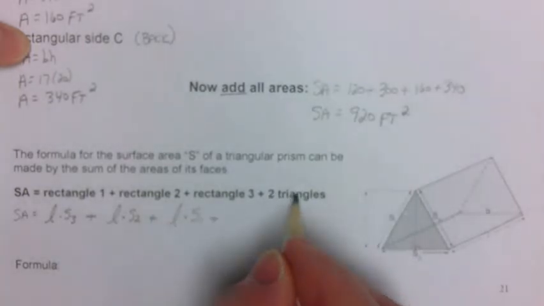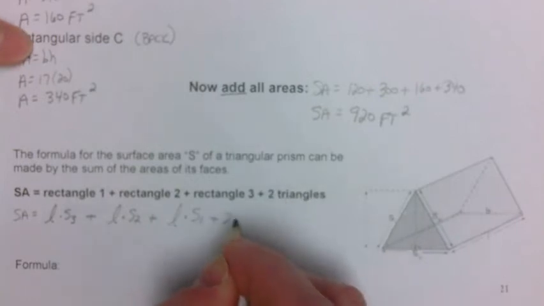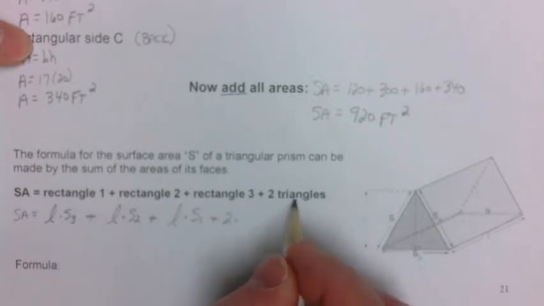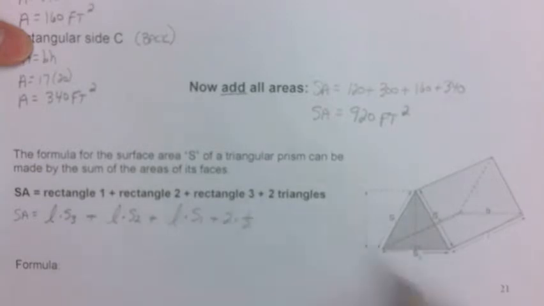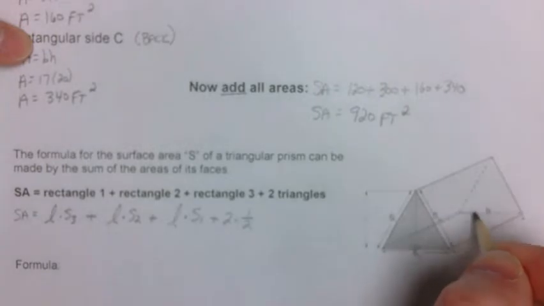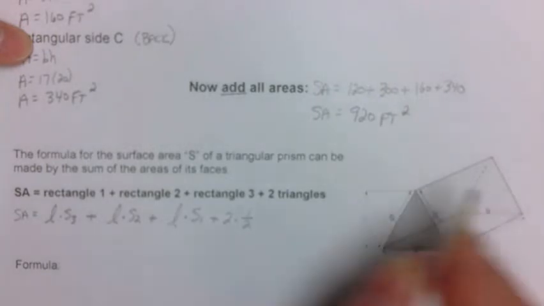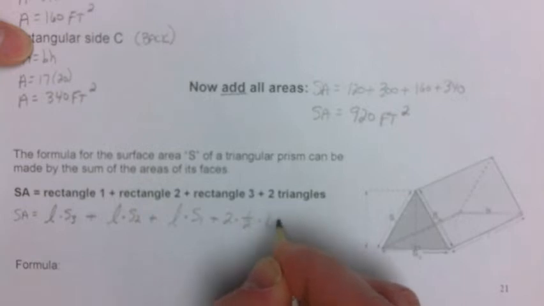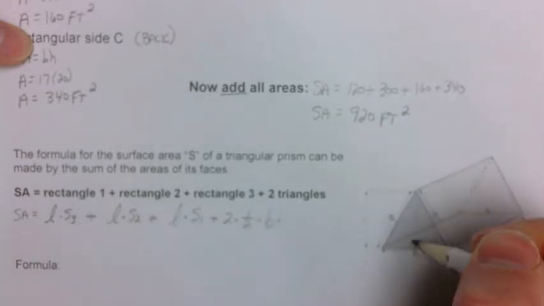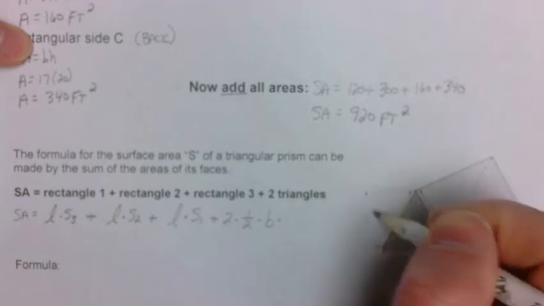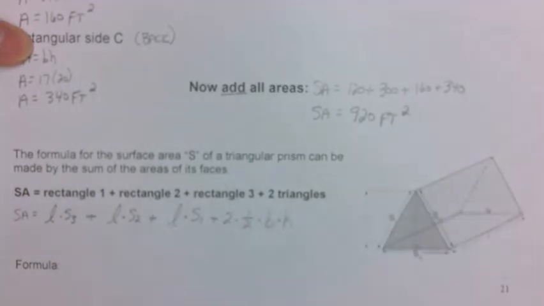Plus now two triangles. Whatever area I get for one triangle, I'm going to have to double it. So 2 times, and to get the area of a triangle, I do 1/2 the base times the height. Remember that the base and the height have to be perpendicular to each other. For this triangle, the base is labeled B, so times B times H, the height, which has to be perpendicular to that, and that's what they've called H right here. This formula looks a little complicated, so I'm going to try to simplify it a bit.